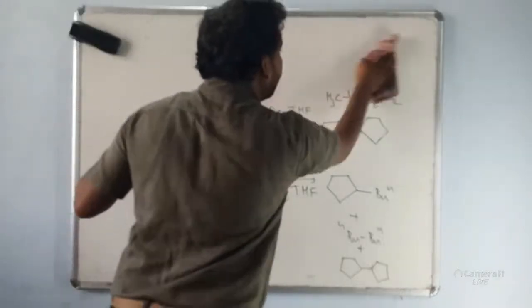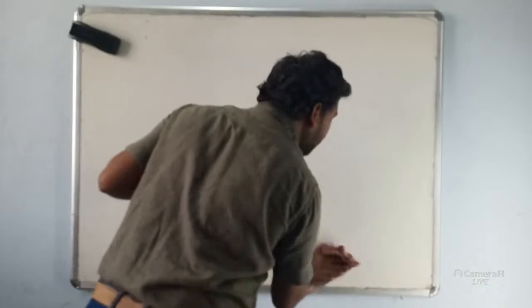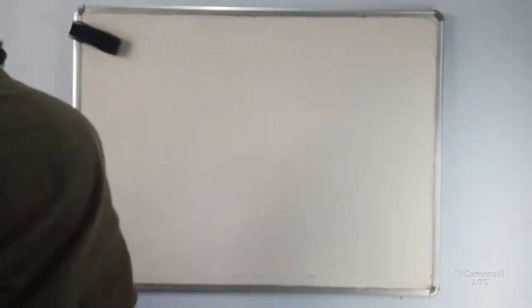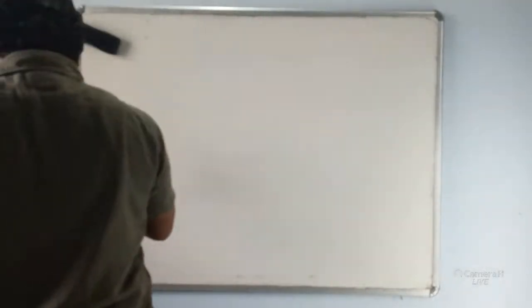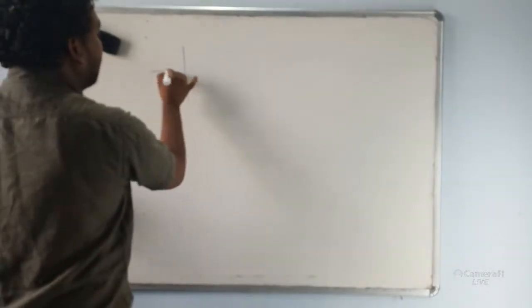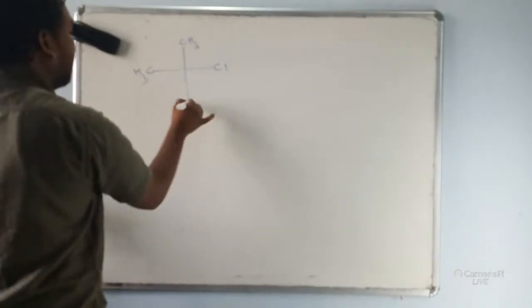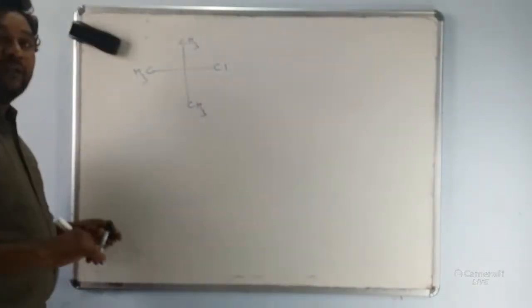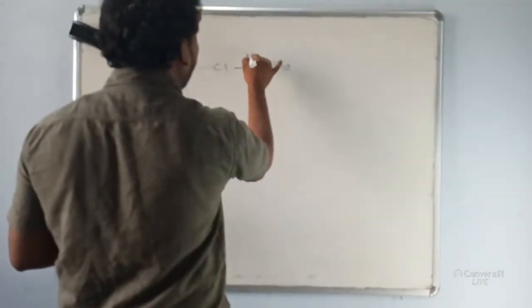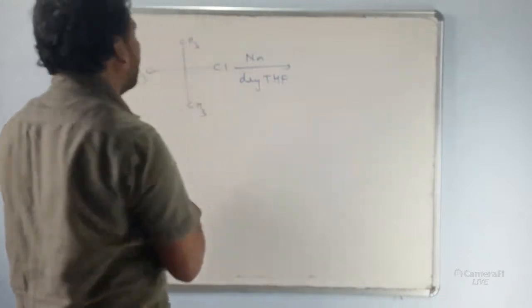Well, guys, now let's see some important reactions. Before that, let me tell you one important reaction with the tertiary halide. Tertiary butyl chloride. What happens? Tertiary butyl chloride reacts with sodium metal in dry THF. What is going to happen?